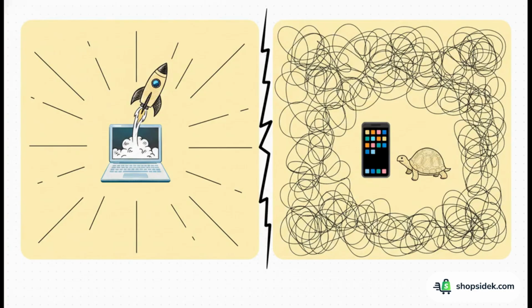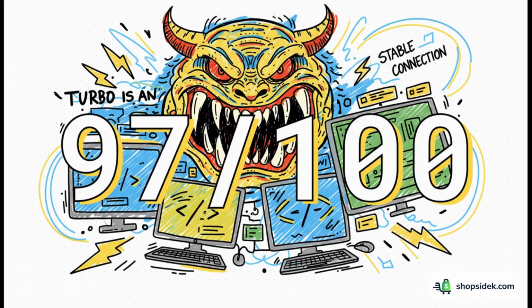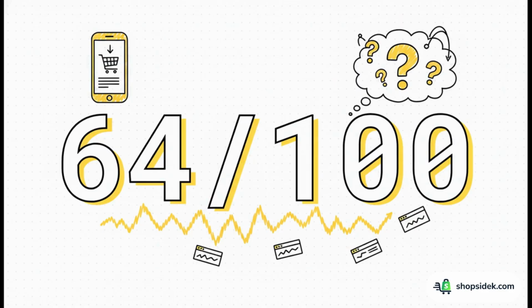The theme promises it's blazing fast for everyone. But what we found was, well, it's a tale of two very, very different experiences. The difference between how it performs on a desktop versus a mobile phone is pretty shocking. Okay, so on a desktop computer, Turbo is an absolute beast. It scored a 97 out of 100. I mean, that is truly elite performance. It shows the code is incredibly clean, super efficient, no complaints there. But then we look at mobile, and the score plummets to a 64 out of 100, which is, well, just okay. So what on earth is going on?